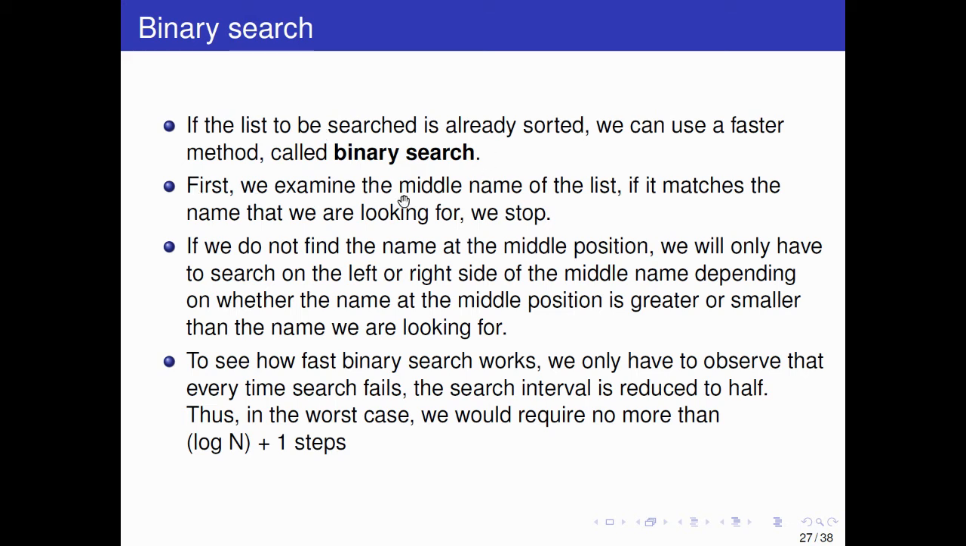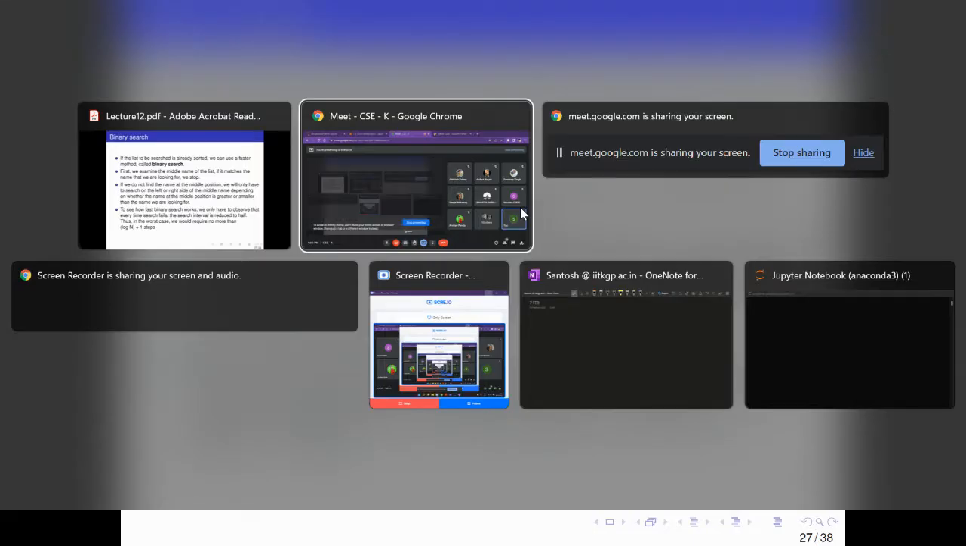First we examine the middle element of the list. If you have a list, you first find which one is the middle. Since it is a sorted list, you find the middle element or middle value. If it matches with the value we are looking for, we stop. Suppose we are searching for a value, and if it matches with the middle one, then we stop. I can show you.